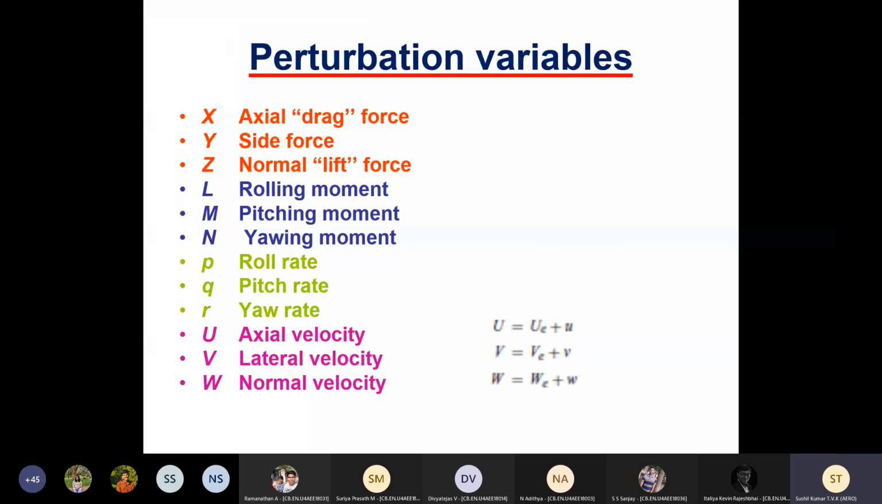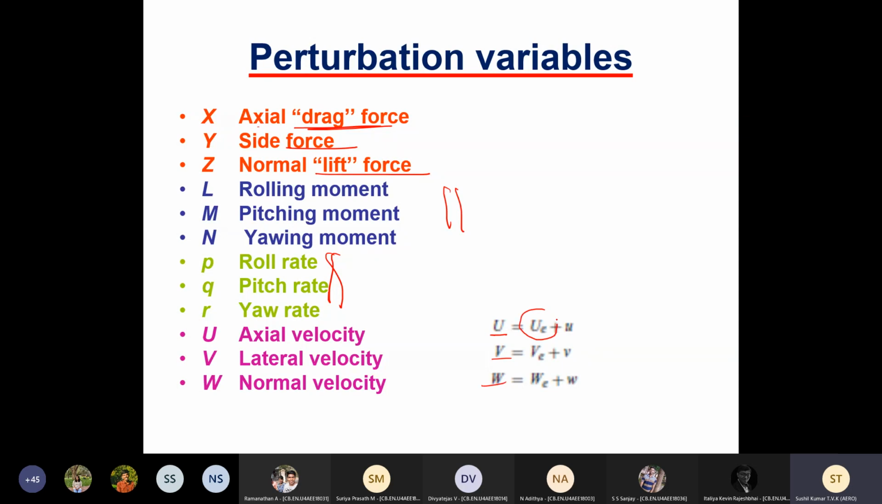Again, I'm just repeating it with different colors to drive home this point, because the whole course is about these notations. So X is nothing but the drag force. Then Y is the side force. Z is the lift force. Moments are L, M, N. Correspondingly, the rates are P, Q, R.